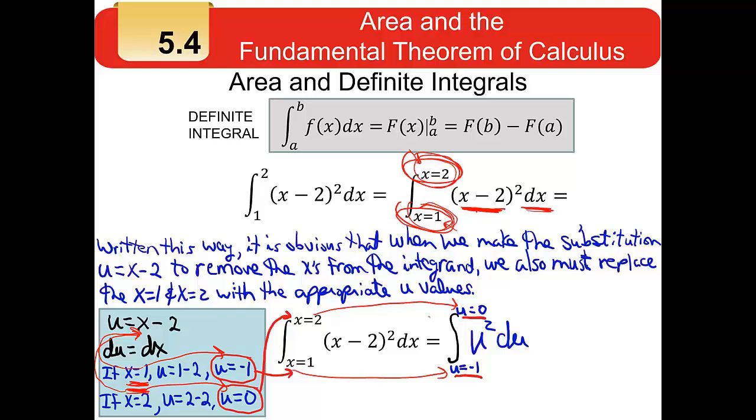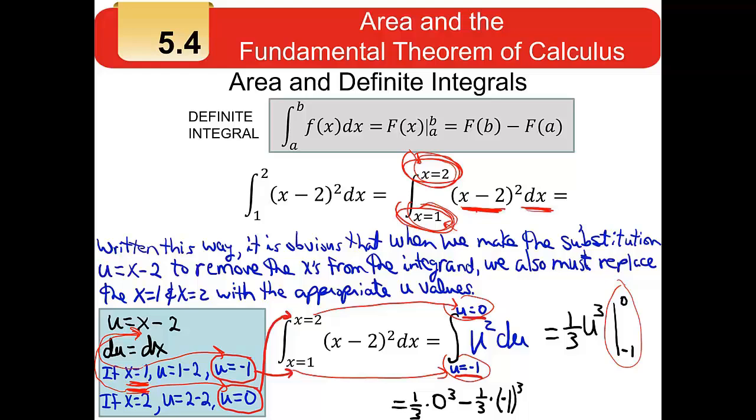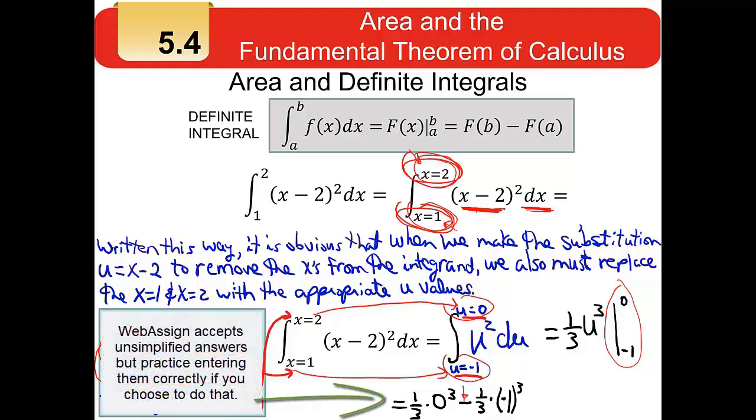Now once you do that, it's just a normal integral that you've done before, or an antiderivative that you've done before. The antiderivative of u squared is 1/3 u cubed. We're evaluating them now on u from minus 1 to 0. That means you put in the top limit first, that's a 0. Then you put in the bottom limit, which is minus 1, and then you subtract the two. Be careful with the signs.